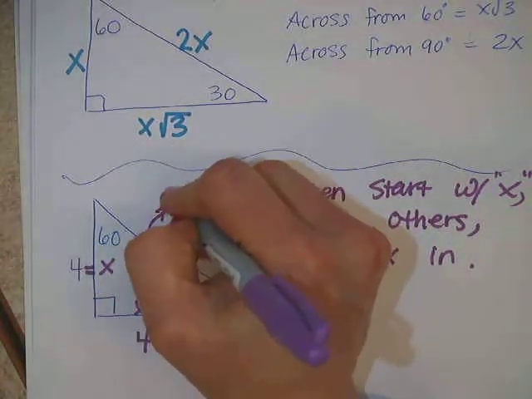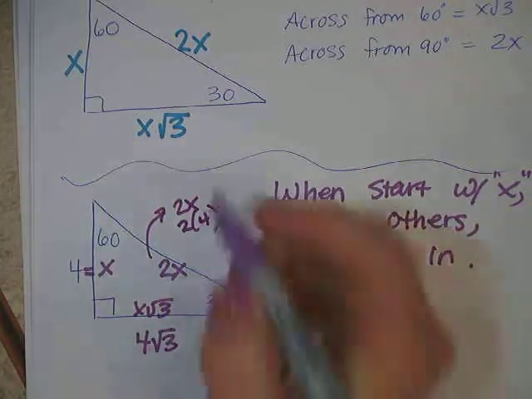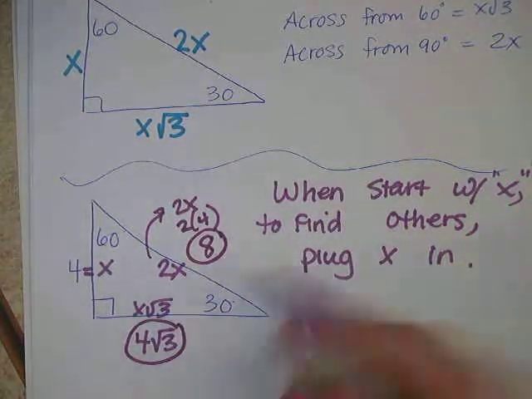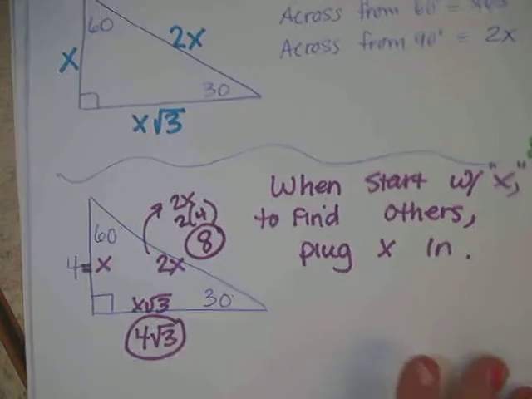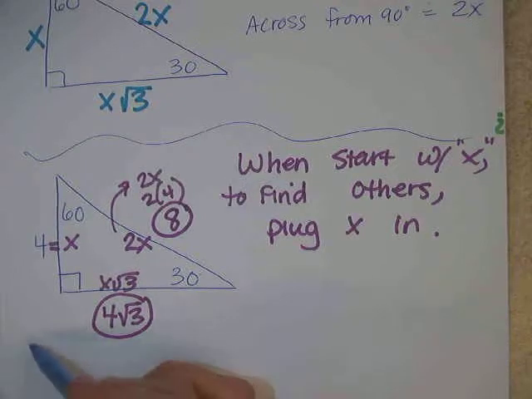And for this side, now you guys should be able to do this in your head, but 2x then would be 2 times 4, which would be 8. Okay, so those are my other two side lengths. Okay, so that's the easy case. We're going to do a couple variations of that.